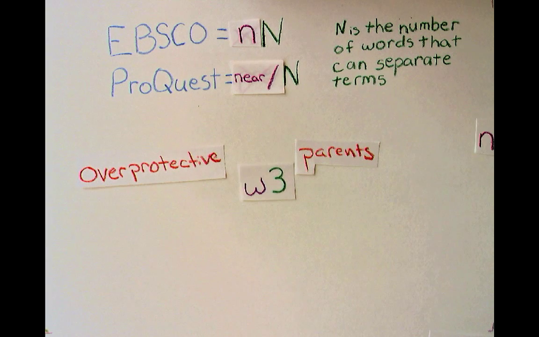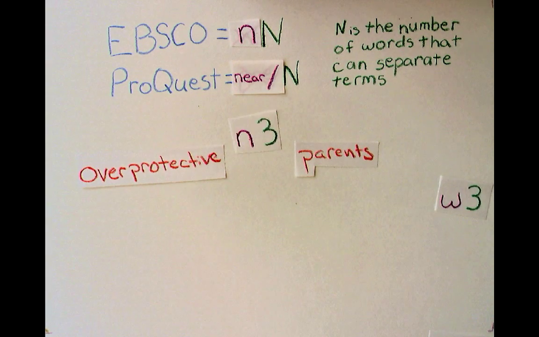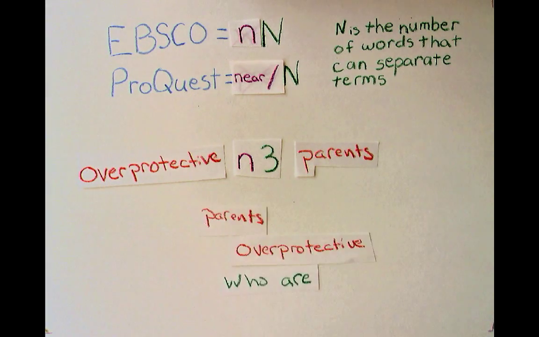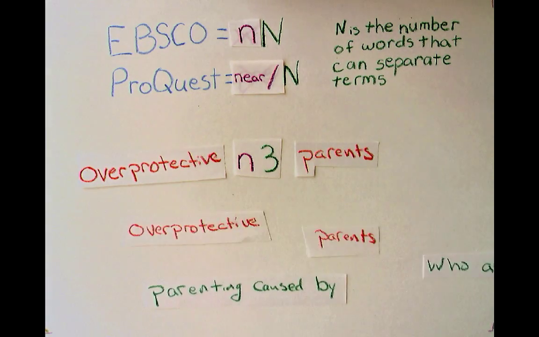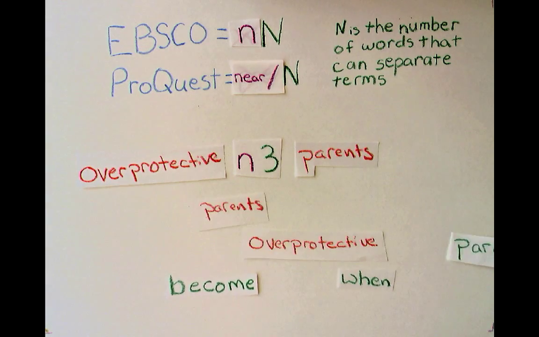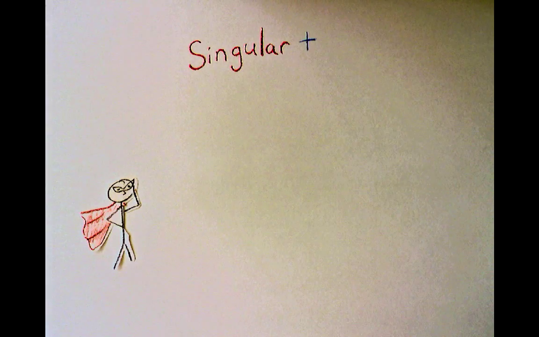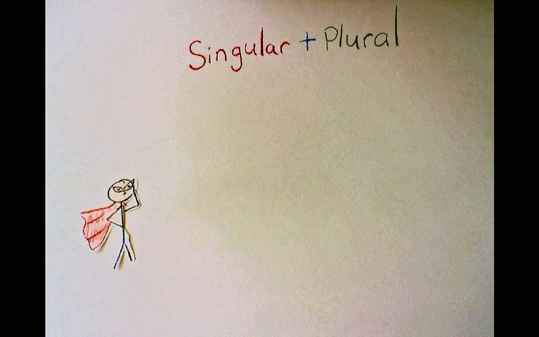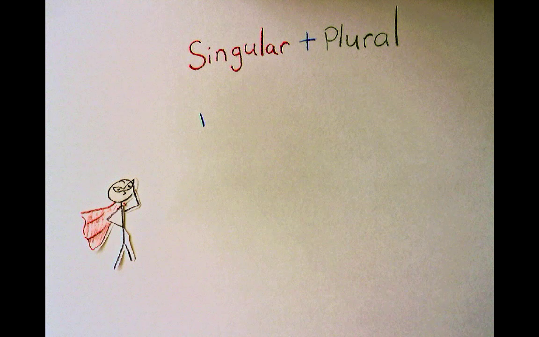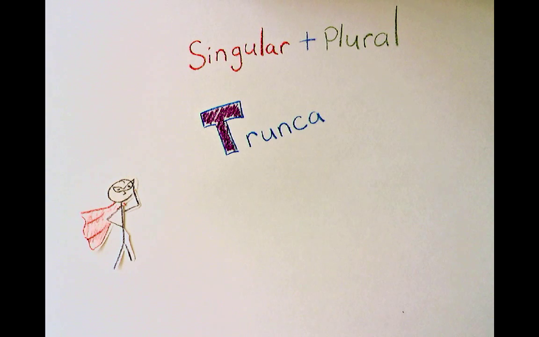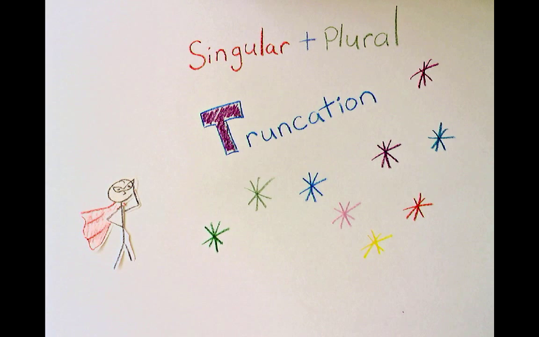So a search for overprotective N3 parents retrieves texts that say parents who are overprotective, overprotective parenting caused by parents, parents become overprotective when, and so on. You might not need more results, but just in case you do, or you notice that you could retrieve more results if the search system could just retrieve both plural and singular forms of your search terms, and minor differences in word endings, use truncation to retrieve all the forms of your search terms.